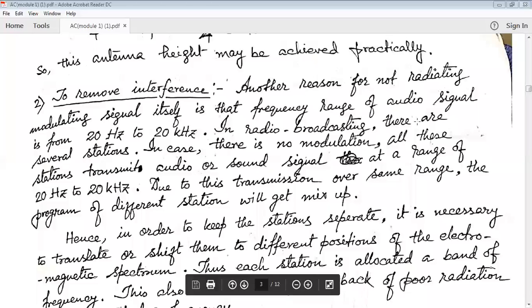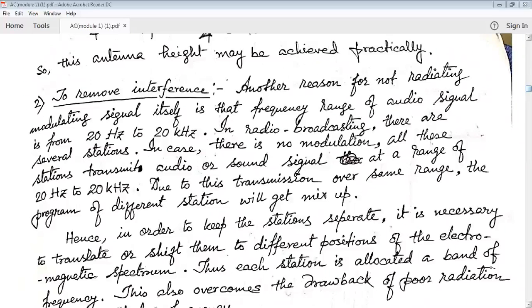So here it is, the second intention for modulation: to remove interference. Our audio frequencies range from 20 hertz to 20 kilohertz. In radio broadcasting, there are several stations. If you listen to FM, there is 88 megahertz to 108 megahertz, and many stations are there. If we do not use different carrier frequencies, it is very difficult to distinguish these channels and they will mix up. So we will have interference in the radio channel.